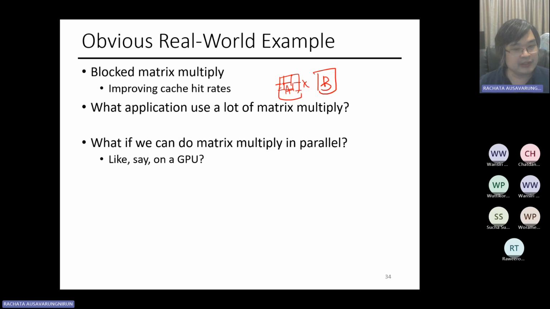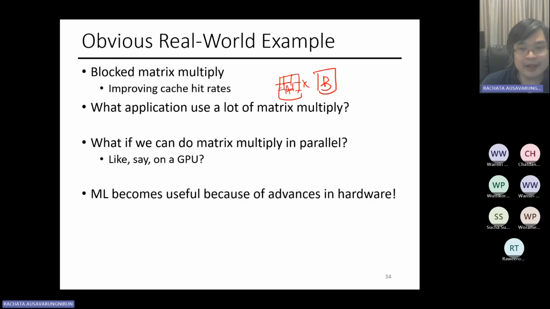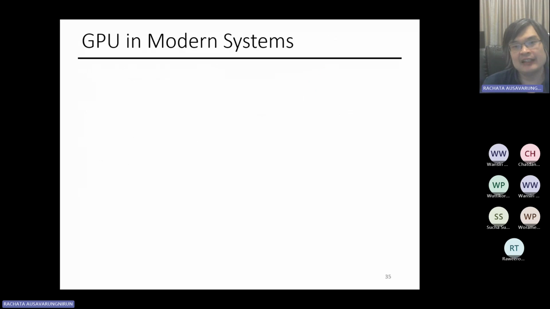So I can do this quickly in parallel, maybe on a GPU, right? In fact, the reason why machine learning has seen the light of day, and I'll use that word actually, it has become reality, it's become possible because of the advances in hardware. We have a better GPU, we have a better CPU, we have better hardware to run this really compute intensive machine learning workload that are really useful actually.